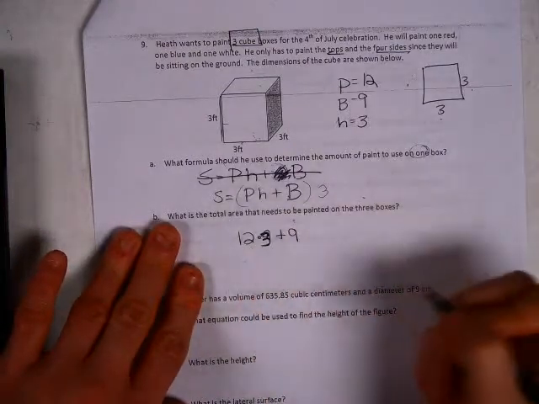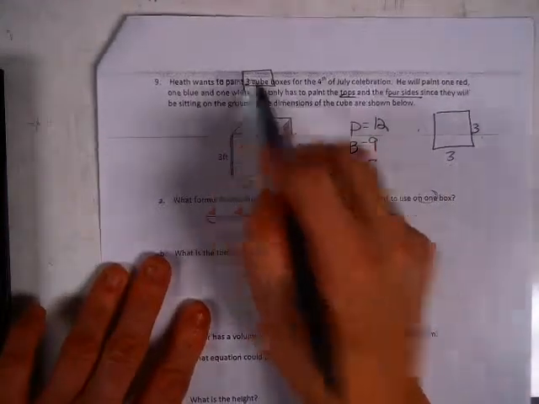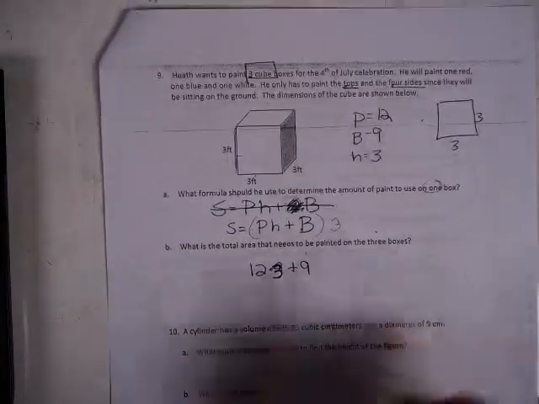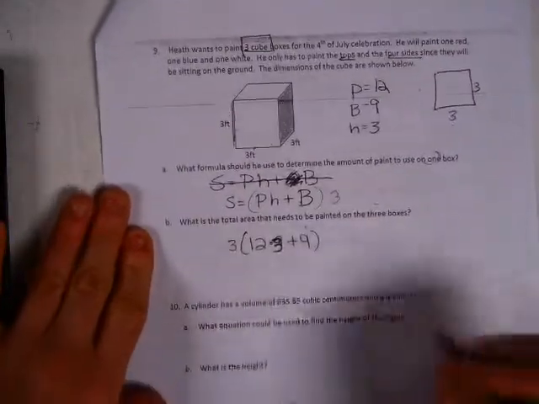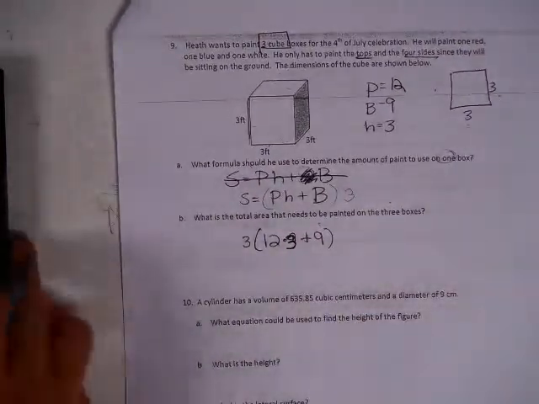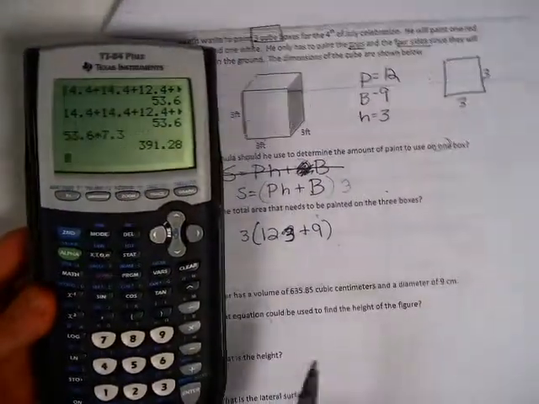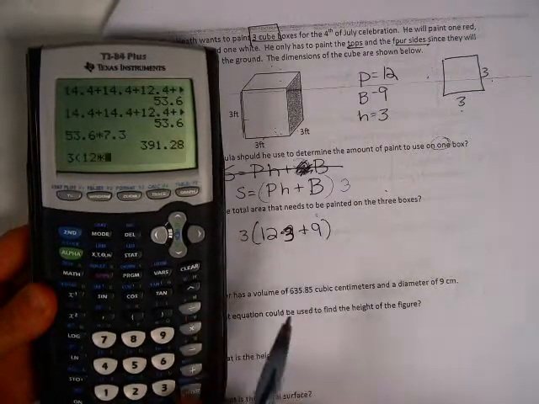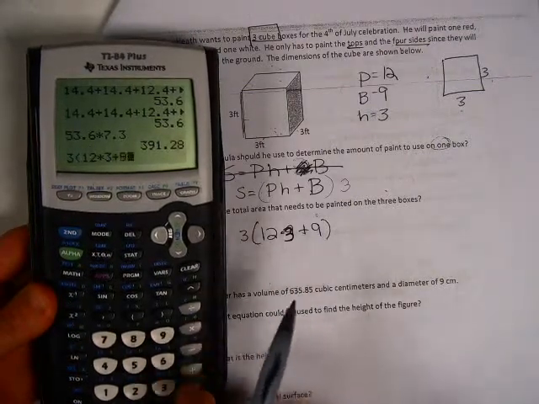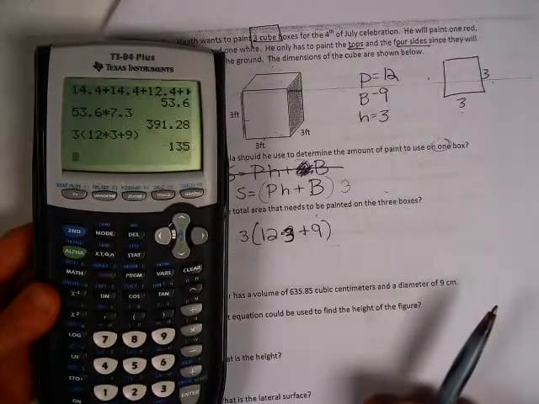plus 9. Okay? But remember, I have 3 boxes I have to do this with. So I'm going to do all of it times 3. And I'm going to do it 2 ways so you can see how it works. First I'm going to type it in like this: 3 parentheses, 12 times 3 plus 9, close parentheses, and I get the answer of 135.